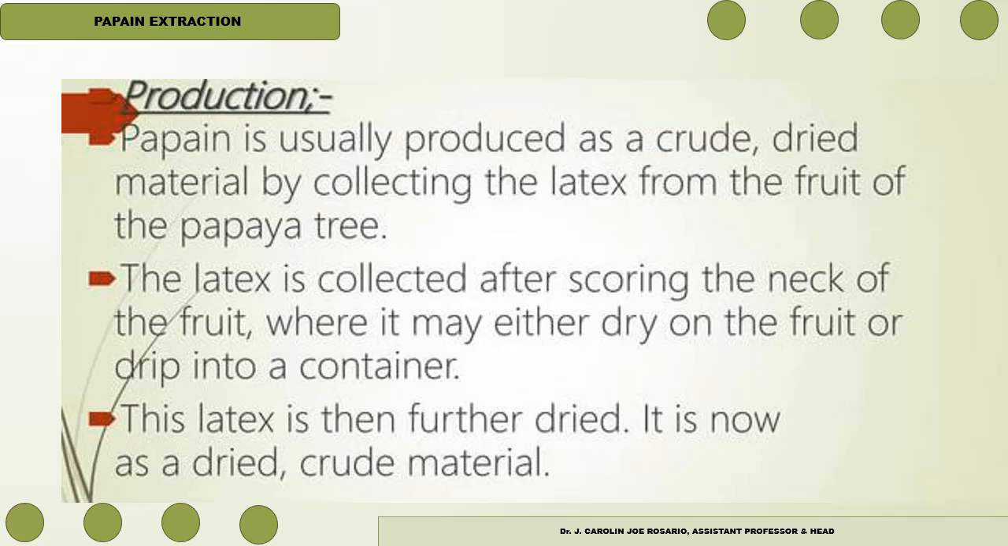Thus, the production of papain. The papain is usually produced as a crude dried material by collecting the latex from the fruit of the papaya tree. The latex is collected after scoring the neck of the fruit, where it may either dry on the fruit or drip into a container. This latex is then further dried. It is known as a dried crude material.